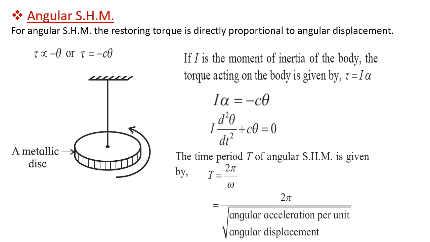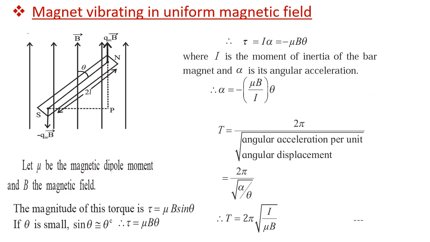Okay, so if you talk about the time period for angular SHM, then the time period is given as T is equal to 2 pi upon omega, that is 2 pi upon square root of angular acceleration per unit displacement. Okay, now we are going to talk about the motion of a magnet in a uniform magnetic field.